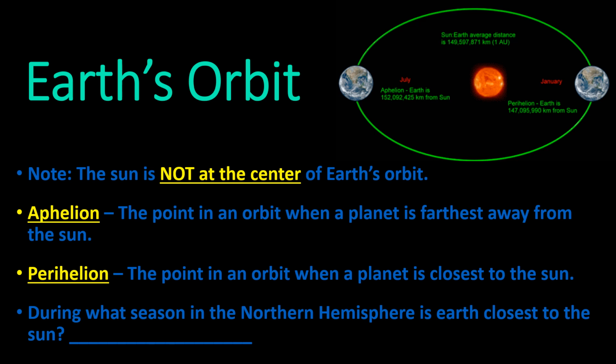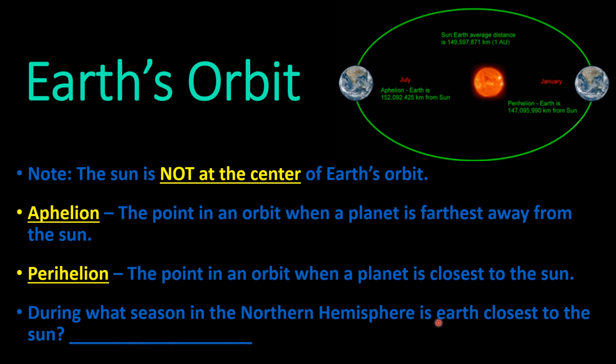So a little bit more on the Earth's orbit. This is just to kind of summarize what we were talking about. Remember, we said the sun is not at the center of the Earth's orbit. And that's true for the other planets as well. It's at one of the focal points, and that's an important term to remember. Aphelion is the point when the Earth is farthest away from the sun, and perihelion is the point where a planet is closest to the sun. When it starts with A, it's farthest away.